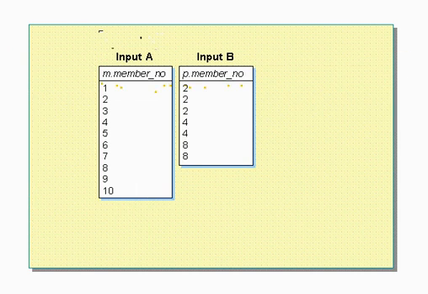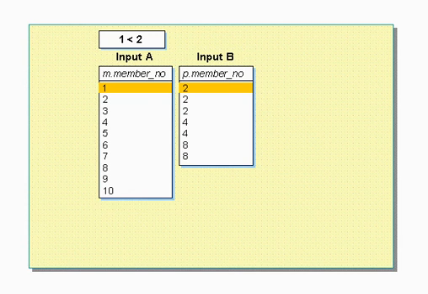The query optimizer compares the first value from the input A to the first value from input B. If the values are equal, the matching rows will be returned. If the value from input A is less than the value from input B, then the query optimizer gets the next input value from input A. If the value from input B is less than the value from input A, then the query optimizer gets the next input value from input B.